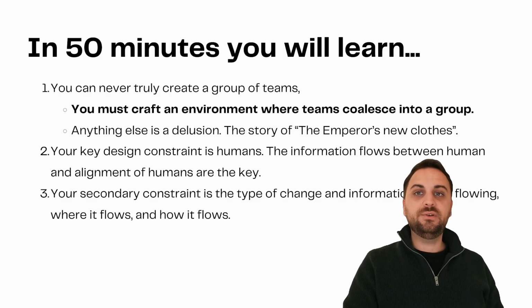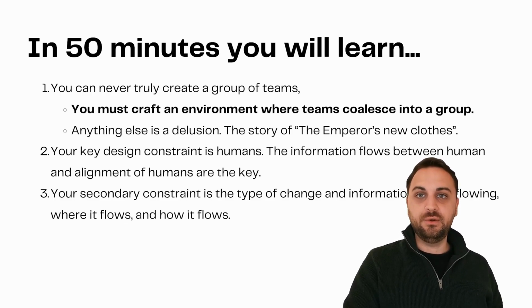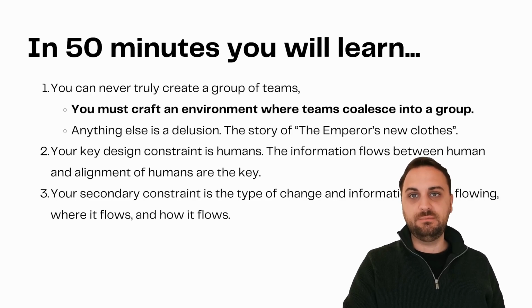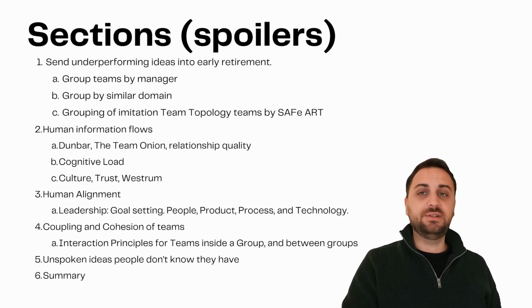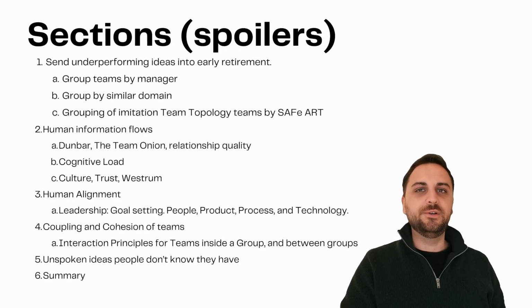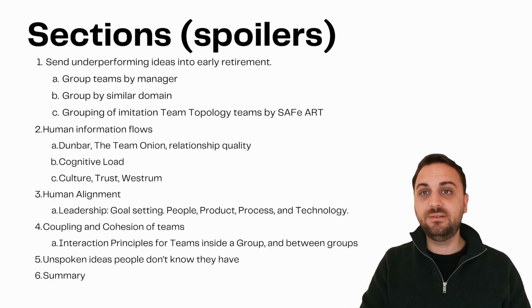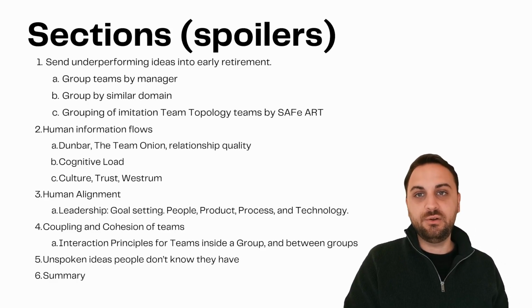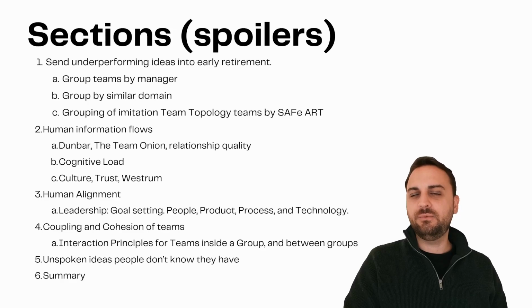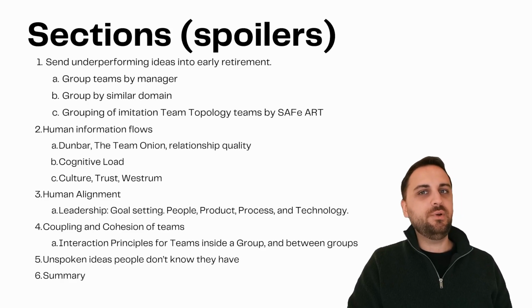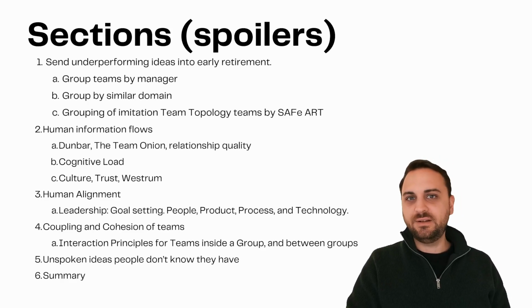Your secondary constraint is the type of change that you want to flow fast, where it flows, and how it flows between those teams. So here's a little bit of spoilers just to tell you what the sections are going to be. First, we're going to send some underperforming ideas into early retirement. We're going to look at human information flows. We're going to look at human alignment, and we're going to look at coupling and cohesion of teams. And lastly, this one is really hard to explain. It's unspoken ideas that people don't necessarily know they have.